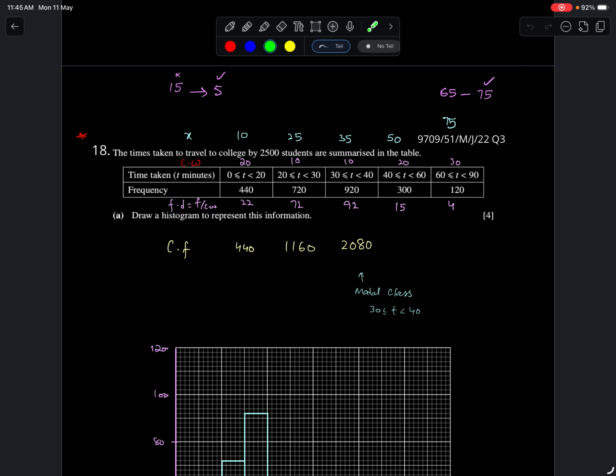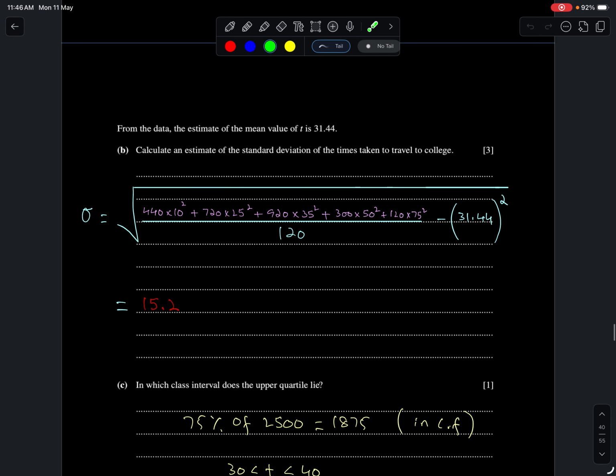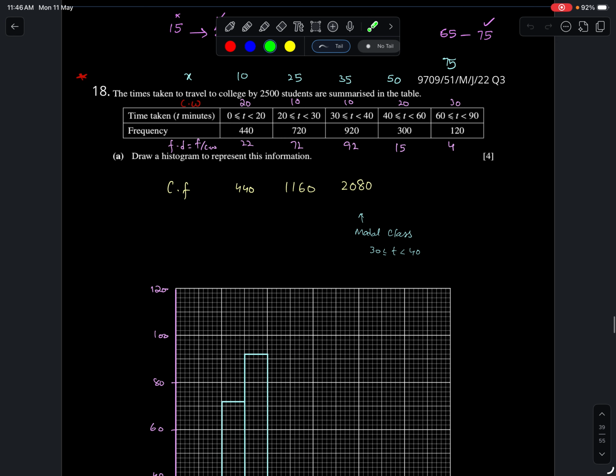So f is 440, then 10 square, plus 720, 25 square, 920, 35 square and so on. This is here, sigma fx square, and subtract the square of the mean. This is the way we calculate mean and standard deviation from a frequency distribution.